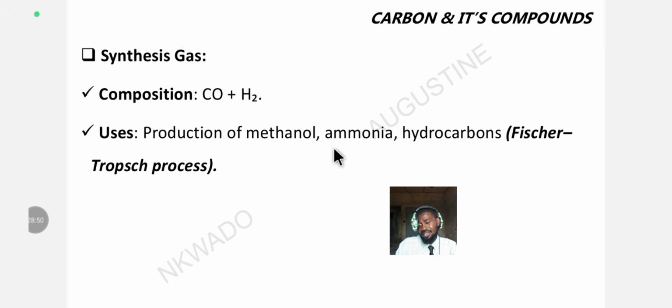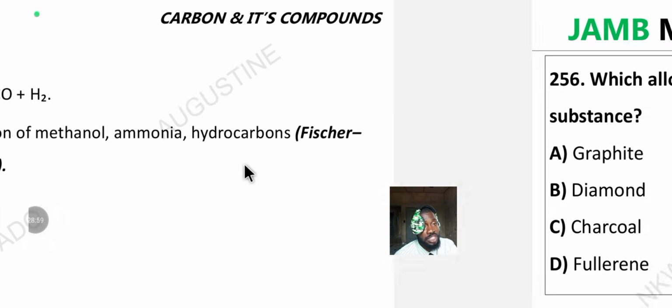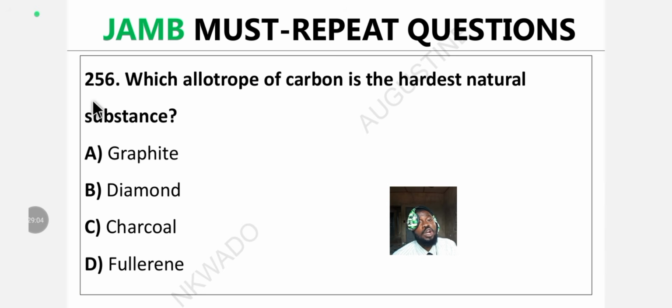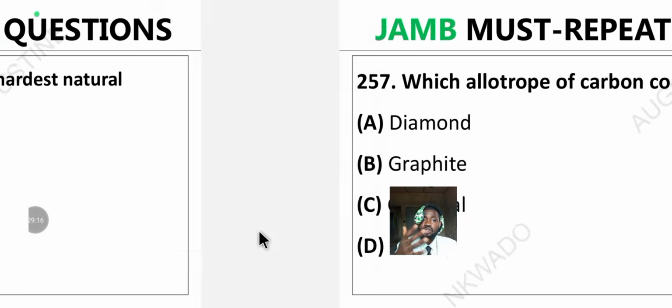So let's test the knowledge we've acquired so far by looking at some Jamb must-repeat questions and measuring how prepared we are for Jamb UTME 2026. Question 256. Which allotrope of carbon is the hardest natural substance? A. Graphite. B. Diamond. C. Charcoal. D. Fullerene. What's the answer? Drop the answer in the comment section. I just taught you now.